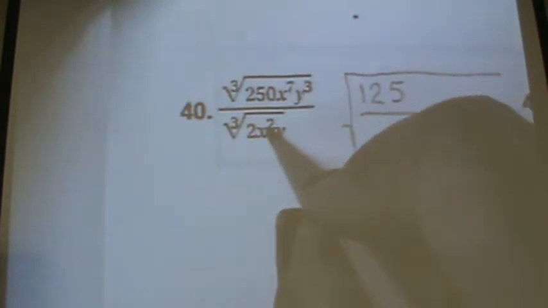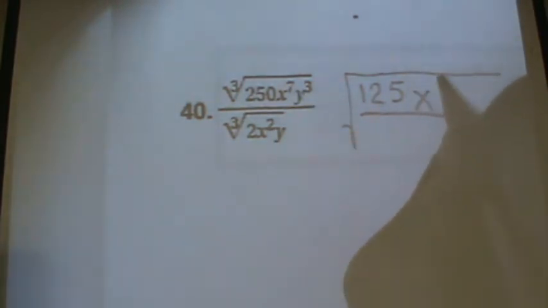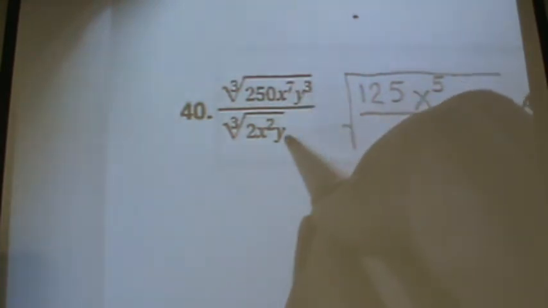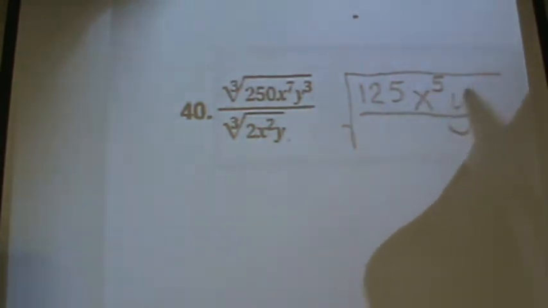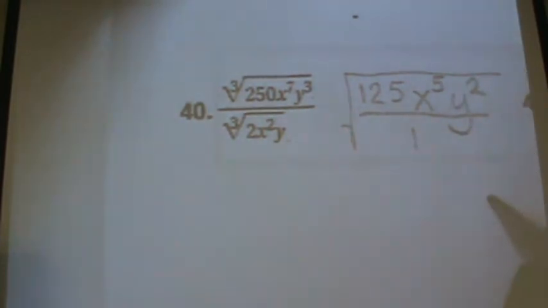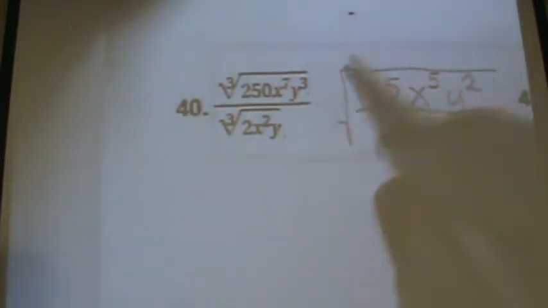How many x's are left? We have 7 on top, 2 on the bottom, so 5 on top. And we have 3 y's on the top and 1 on the bottom, so that would give us 2 y's. Now there's a 1 at the bottom, so we don't need it. So all the factors are in the numerator.